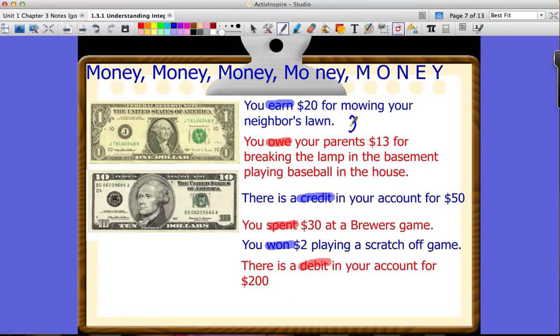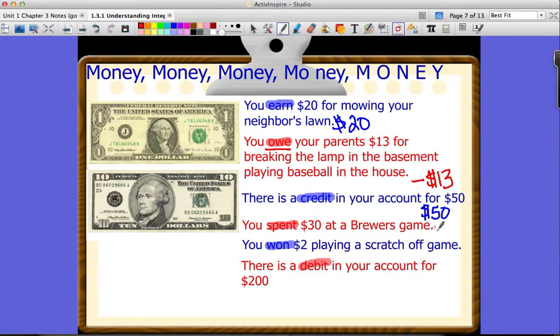So because you earned $20, it's a positive $20. So we don't need any symbol in front of it. However, since you owe $13, it's coming out of your pocket, so it's a negative, but it is still $13, so it's a negative $13. Credit means that money is going into your bank account or is coming to you. So a credit is a positive number, so this would just be written as $50. So even though we don't know the situation, we know that this money is going into our pocket, and we know that this money is going out of our pocket.